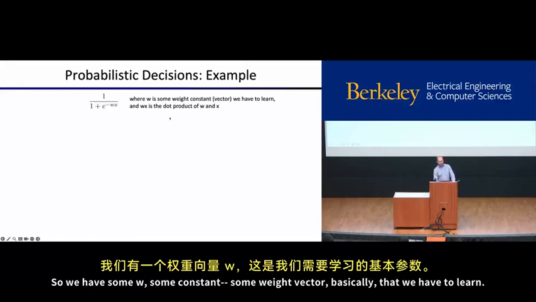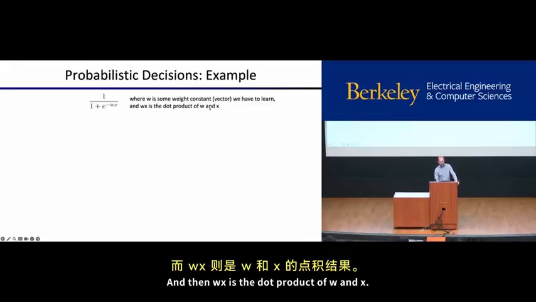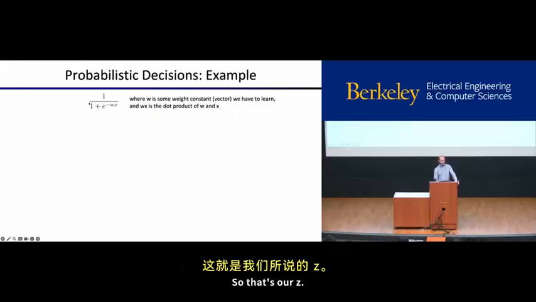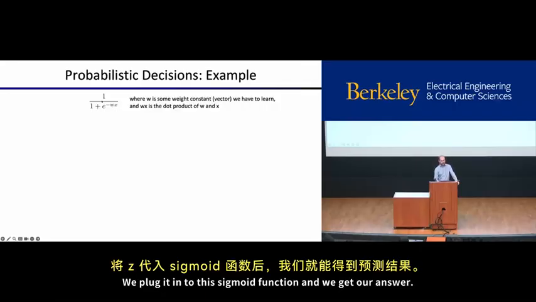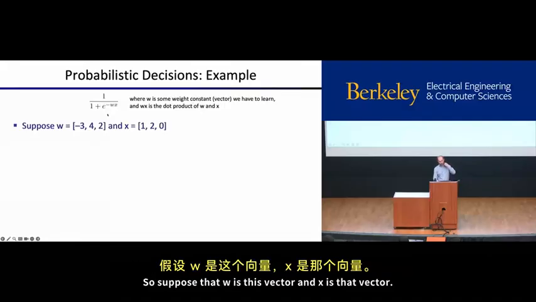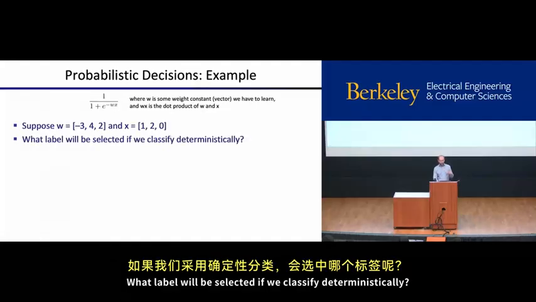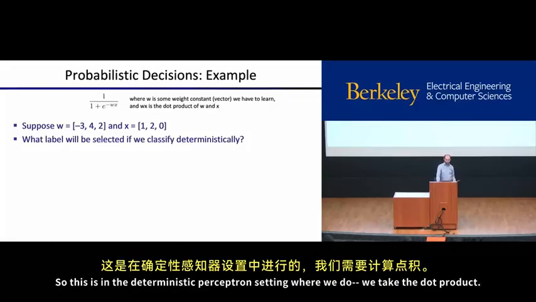So we have some w, some weight vector, basically, that we have to learn. And then w·x is the dot product of w and x. So that's our z. We plug it in to this sigmoid function, and we get our answer. So suppose that w is this vector and x is that vector. What label will be selected if we classify deterministically? So this is in the deterministic perceptron setting.